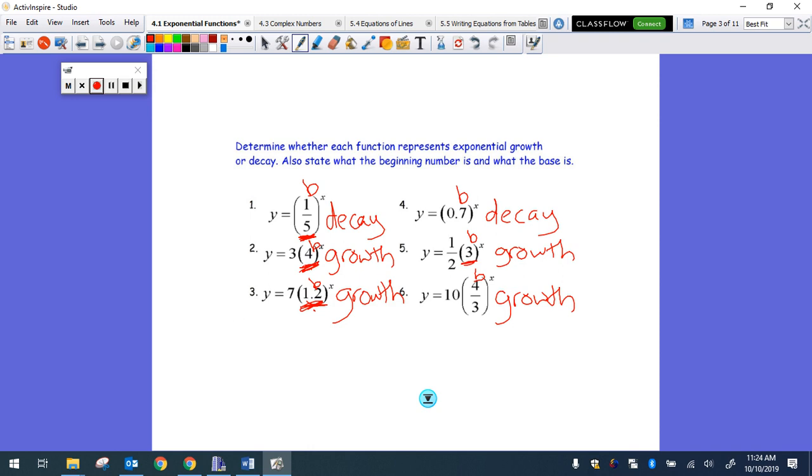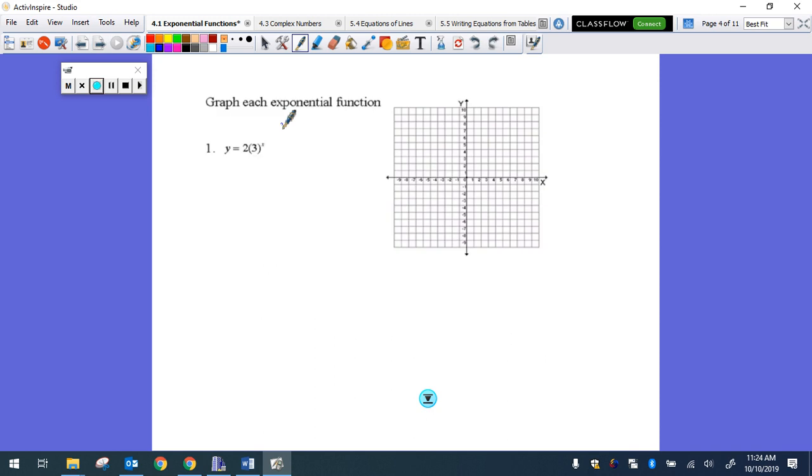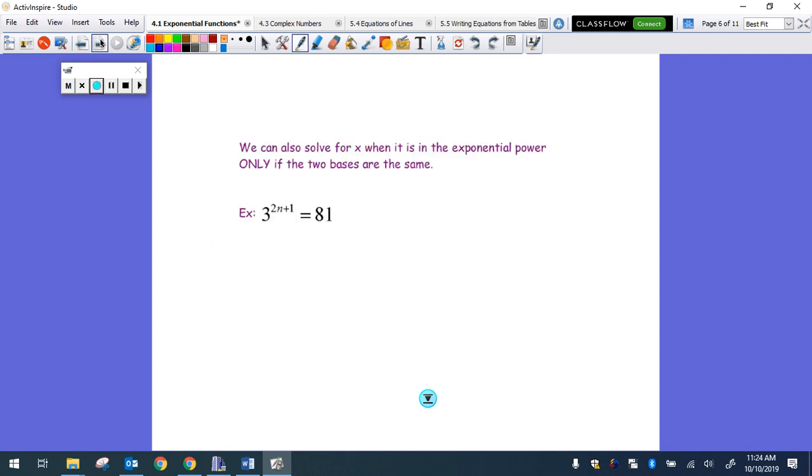The beginning number is the number in the very front. So I will circle those in blue. So this beginning number is 7, this beginning number is 3. If there's no number there, it's a 1. That beginning number is 1. This is another 1. This is a 1/2, and that is a 10. So those are your beginning numbers. We're not going to graph them, so let's not do these.